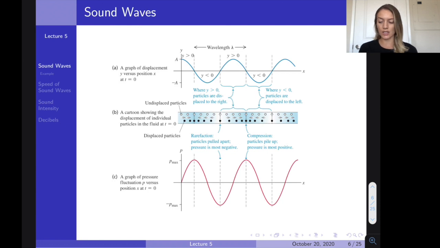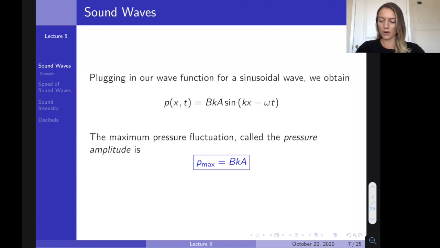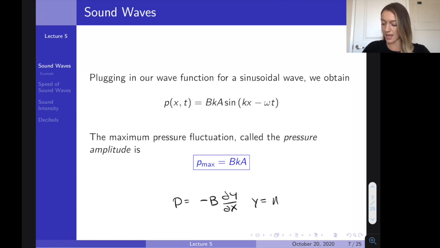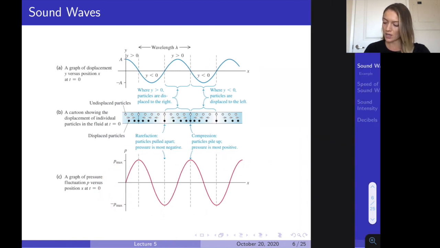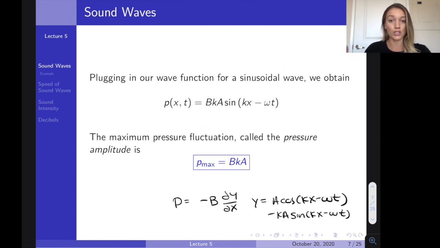Okay, so let's talk a little bit more about how to actually quantify our pressure wave. So we said before, remember we had our pressure was negative B dy/dx. And then remember that y is A cosine(kx minus omega t). So just plug in the derivative of this with respect to x, which we know is going to be negative kA sine(kx minus omega t), right? So I just took the partial derivative with respect to x. Plug that right in here, and you can see we get this equation here, right? Our negative signs cancel, we get B times kA sine(kx minus omega t). So that is the function that we were plotting right here, right? This is clearly a sine function. So this is our pressure as a function of position and time.